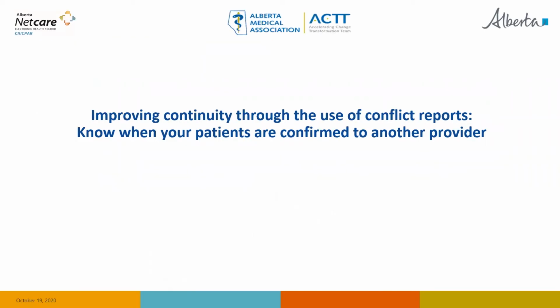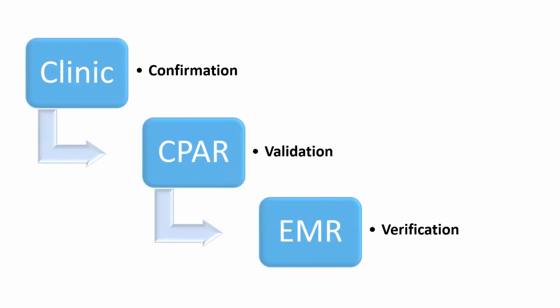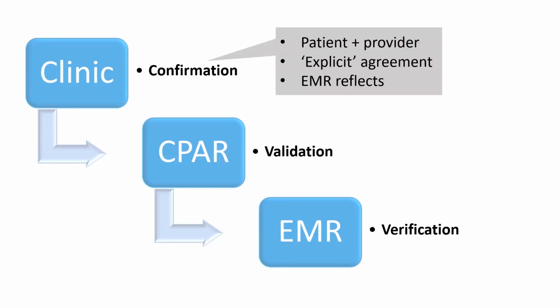So, improving that continuity through conflict reports, let's dig into that a little bit more. This is where we know when your patients are confirmed to another provider. As a reminder, there's a lot of terminology out there when we look at the different EMRs. In the EMR specifically, the platforms could call it confirmation, verification, or validation. All mean the same thing, except we're choosing here to use the term confirmation for the clinic processes. So when clinics are participating in CII CPAR, they are confirming that patient-provider relationship, and that confirmed panel is what is going up to CPAR, that provincial database that is validating the information within CPAR.